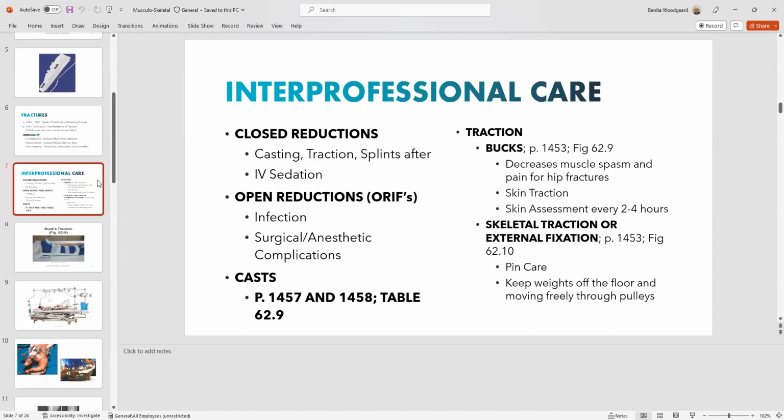Casts. There is a couple pages there and a table listed for you there. Let's see here. Off the top of my head, some of the things I've seen asked about or that has come up in conversation is that they can get itchy underneath the cast and you don't put anything down in there to scratch because you could get a wound in there. So you can use a blow dryer on a low setting and blow it down through there.